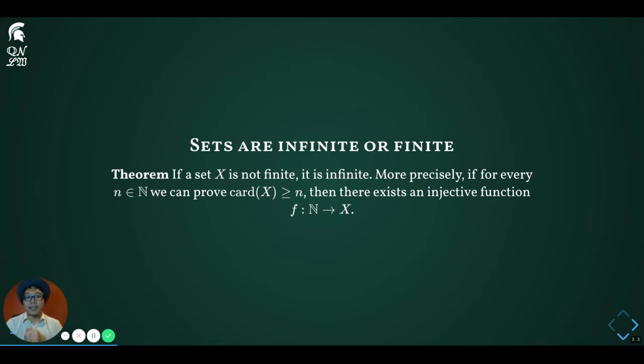If a set is not finite, it is infinite. More precisely, if for every natural number n, we can show that the cardinality of x is at least n. By this we mean that if for every natural number n, for any finite set with exactly n elements, there is an injective function from this finite set into x, then the theorem concludes there must exist an injective function from the naturals to x.